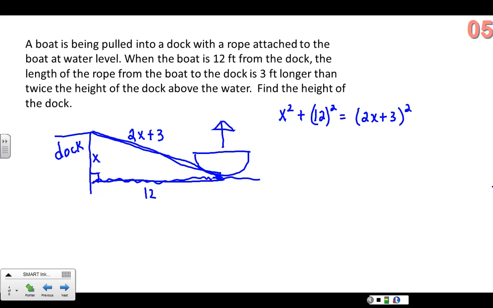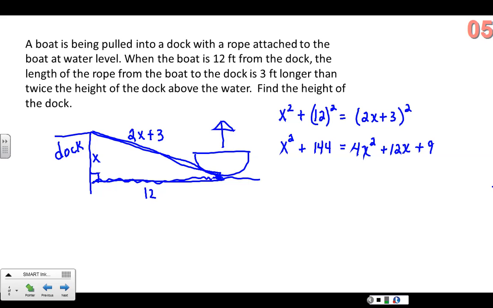So now we'll just have to work out the algebra on the problem. You have x squared plus 12 squared, which is 144, equal to, on the right side, a binomial squared. You could write that down twice and do the FOIL method, or you could square, double, square like we learned in earlier algebra courses. You square the first term, so 2x times 2x makes 4x squared. Multiply the terms together and double it, so 2x times 3 would be 6x, but if I double that it would be 12x. And then square the last number, 3 squared would be 9.